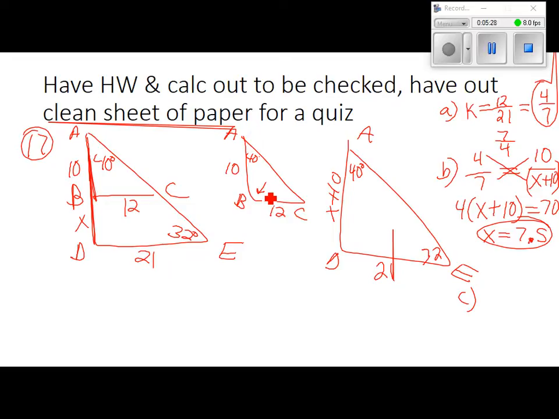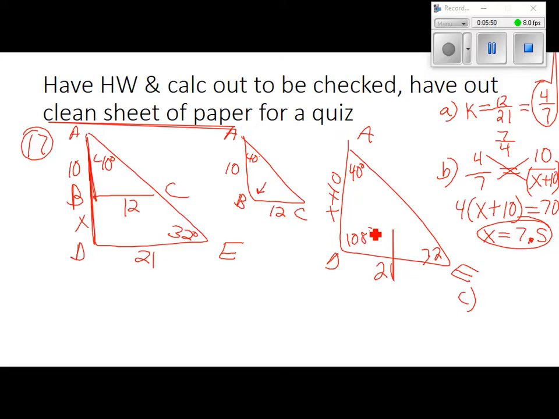If we look over here, they tell us two angles. Can we find this angle? How would you find this angle? 180 minus 72. 180 minus those two added together. What's that give you? 108. If these two triangles are similar, what do you know about angle B and angle D right there?